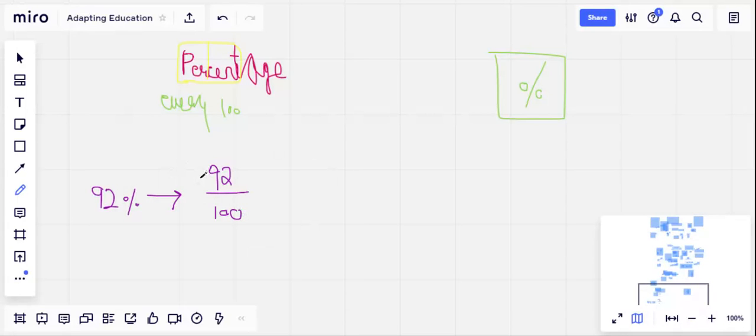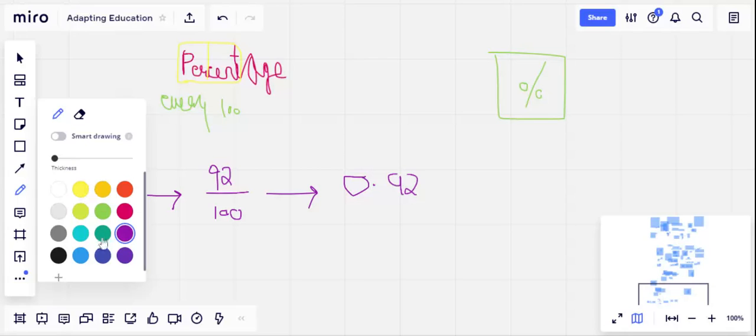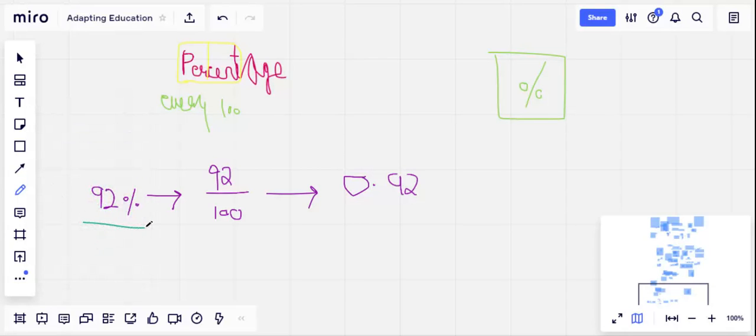This is in the form of fractions. So what is it in the form of decimals? It will move two places, so that would be 0.92. Perfect. So over here we get to know how a percentage can be converted into fractions and into decimals.